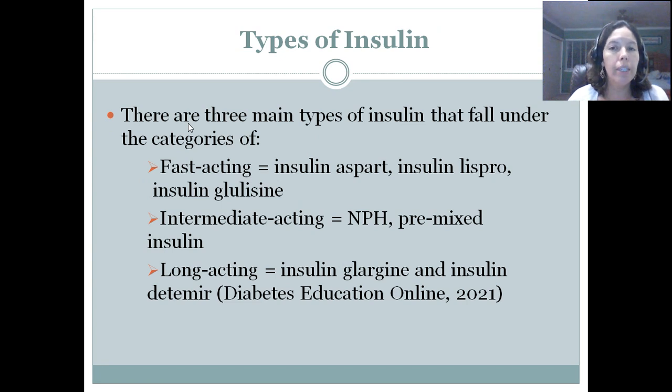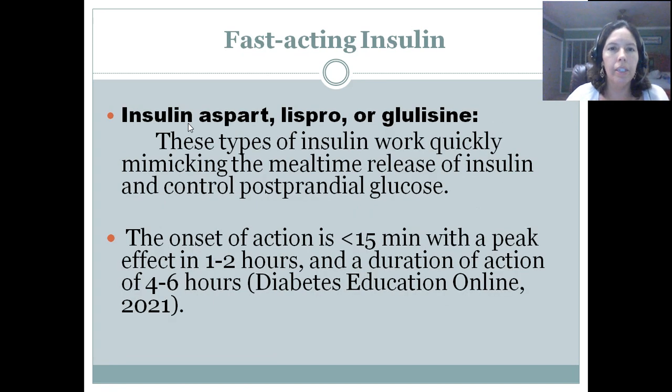There are three main types of insulin. These include the fast-acting, intermediate-acting, and the long-acting insulins. The fast-acting insulins, such as insulin aspart, lispro, or glulisine, work quickly, mimicking the mealtime release of insulin and controlling postprandial glucose. The onset of action is less than 15 minutes, with a peak effect in 1 to 2 hours, and a duration of action of 4 to 6 hours.